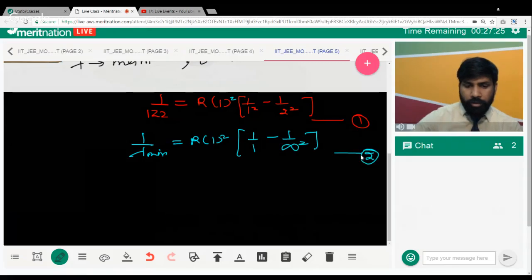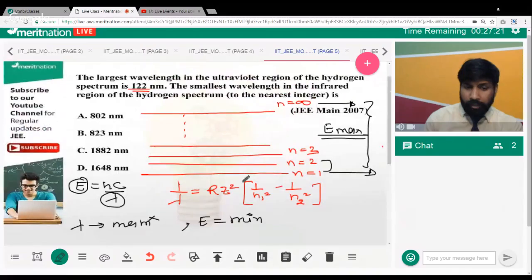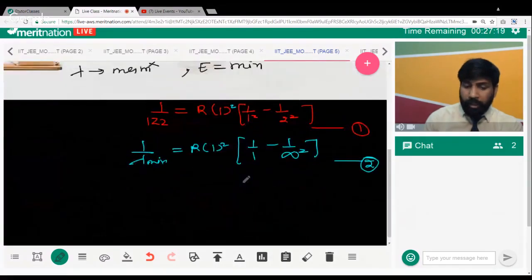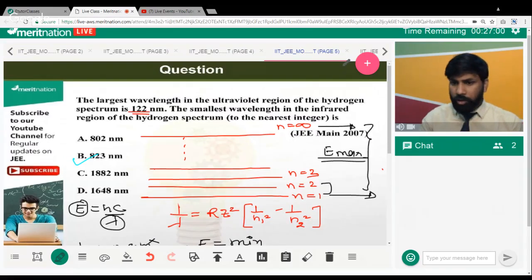So students, we can easily solve these two equations and get the value of lambda. Just simply divide equation first by second and do the calculation. You'll get approximately 823 nanometer, and this will be our answer. Now move on to the last question of today's session. You can cross check, Swapnil.